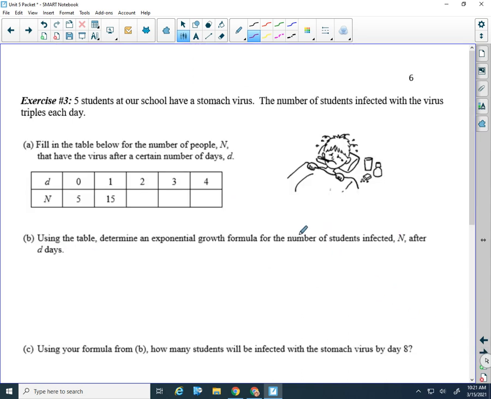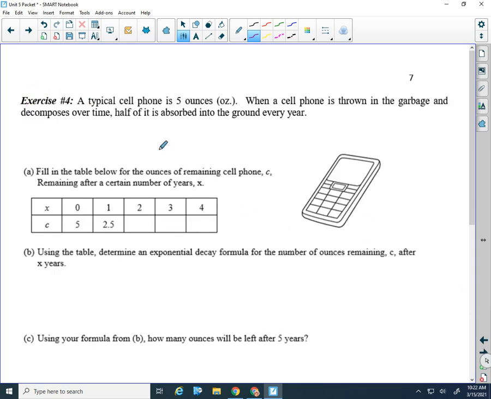So now we have exercises 3 and 4. I would like you to try these two. That one for a virus, and this one for a cell phone. So you're going to try those two problems, and then you are going to attach it to the Google Classroom page as your work.